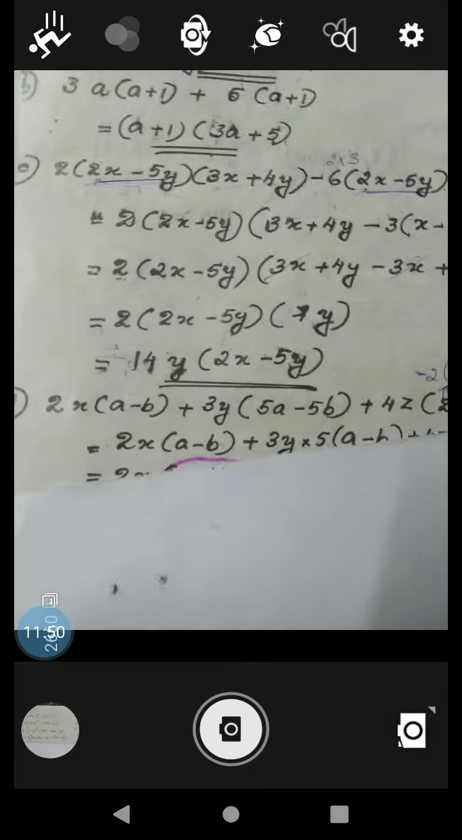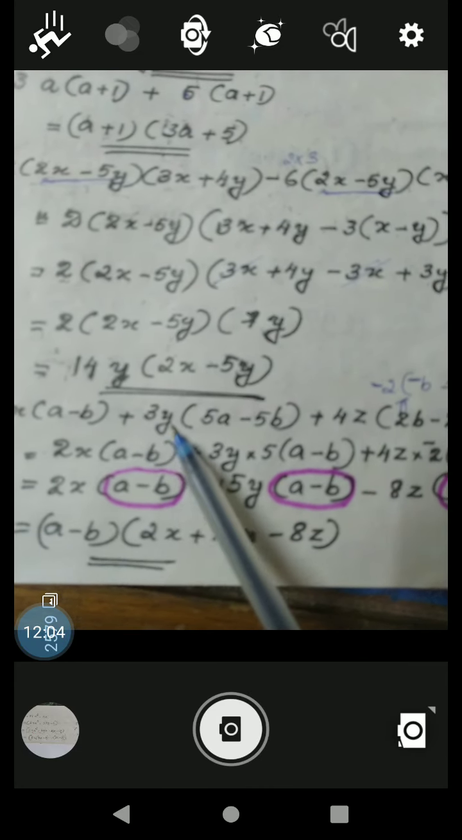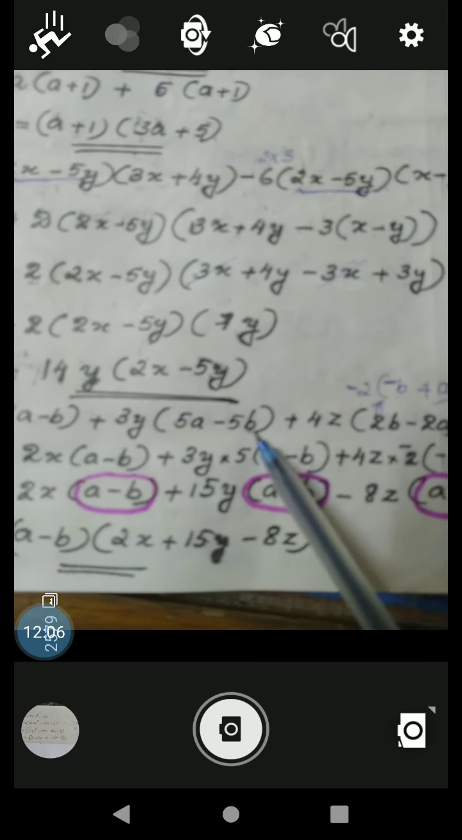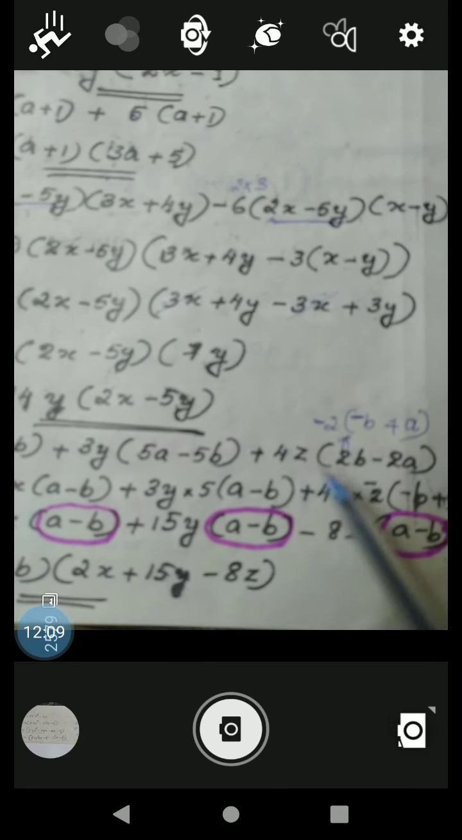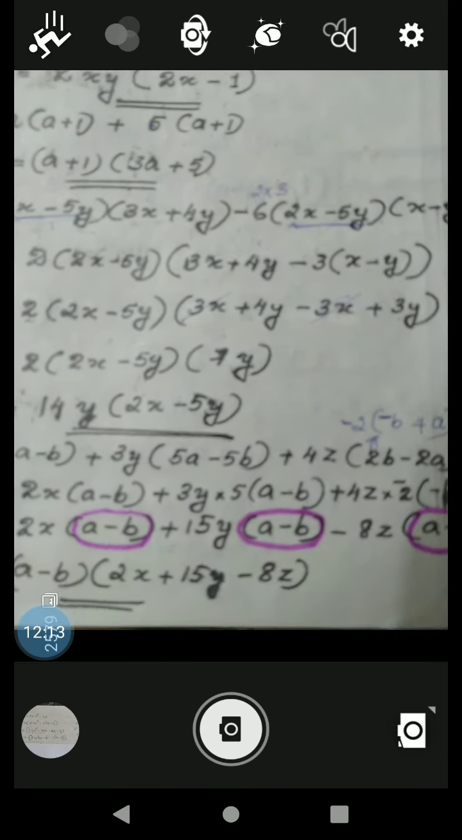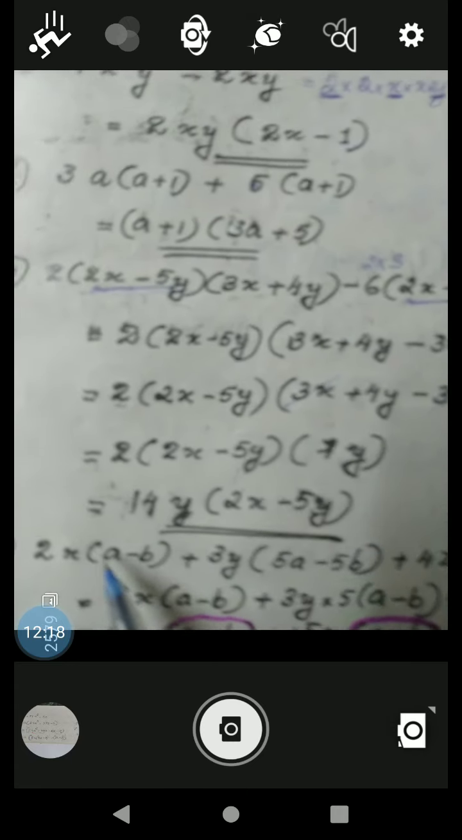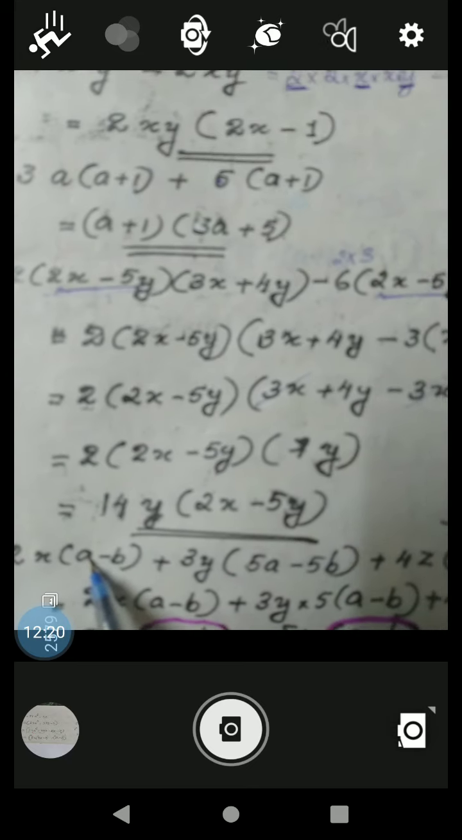You can write one more question here. Write this question: 2x into (a minus b) plus 3y into (5a minus 5b) plus 4z into (2b minus 2a). Here, what is the common factor? You can see one a minus b here.